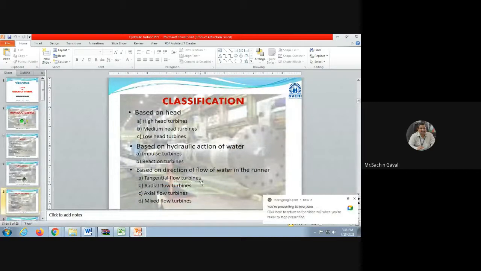So turbines are classified based on head as high head, medium head and low head turbines. Head means the height of the water above the turbine axis or turbine blades. High head means if the head of water is more than 100 meters. Those are called high head turbines.